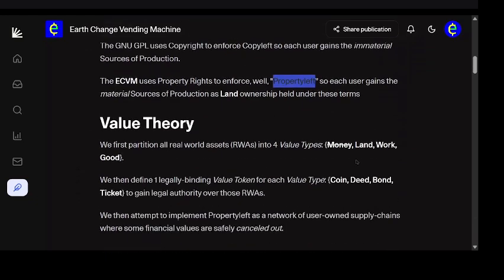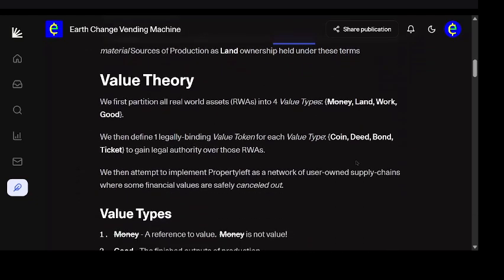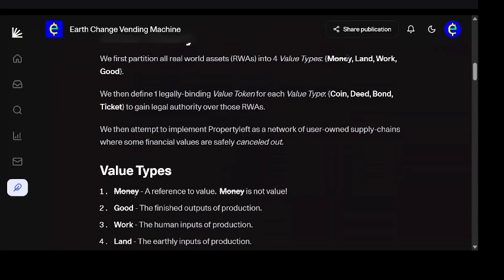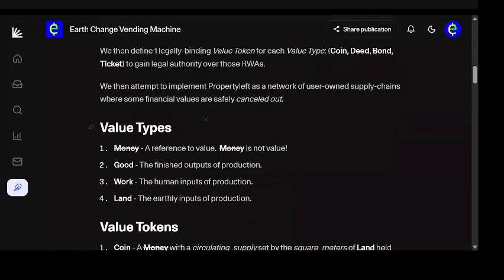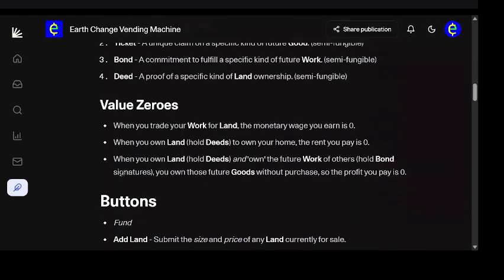So then what we do is we separate all real world value into four types: money, land, work, and good. And we issue these legally binding tokens: a coin for money, deed for land, bond for work, and ticket for good. And then we attempt to implement this so that we can cancel out financial values and turn them into what we call value zeros.